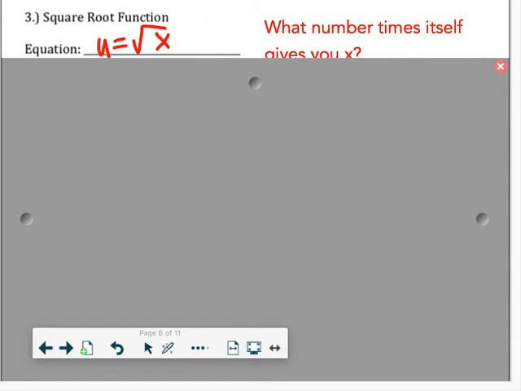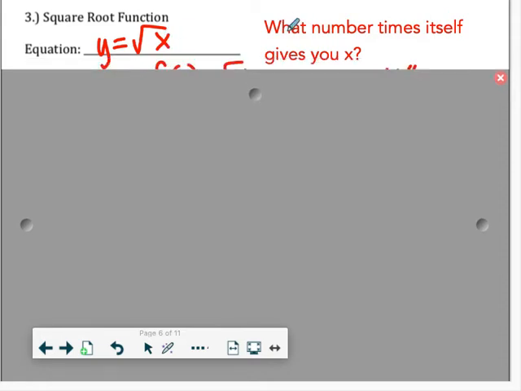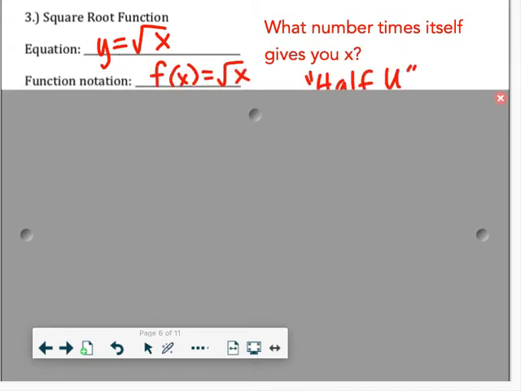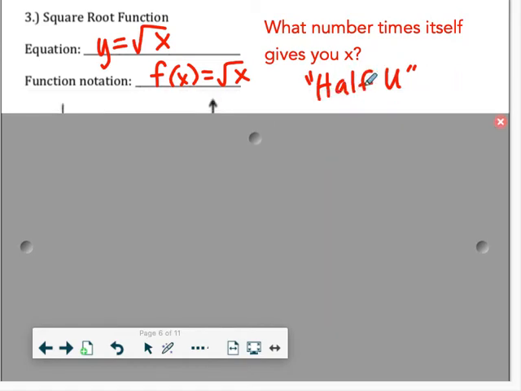So addition and subtraction are inverses of each other. Squaring and square rooting are inverses of each other. So the name here is square root. The equation is y equals the square root of x. Mathematically, that's asking us what number times itself gives you x. And the function notation is f of x equals the square root of x. The shape that you're going to see is going to be a half U shape.